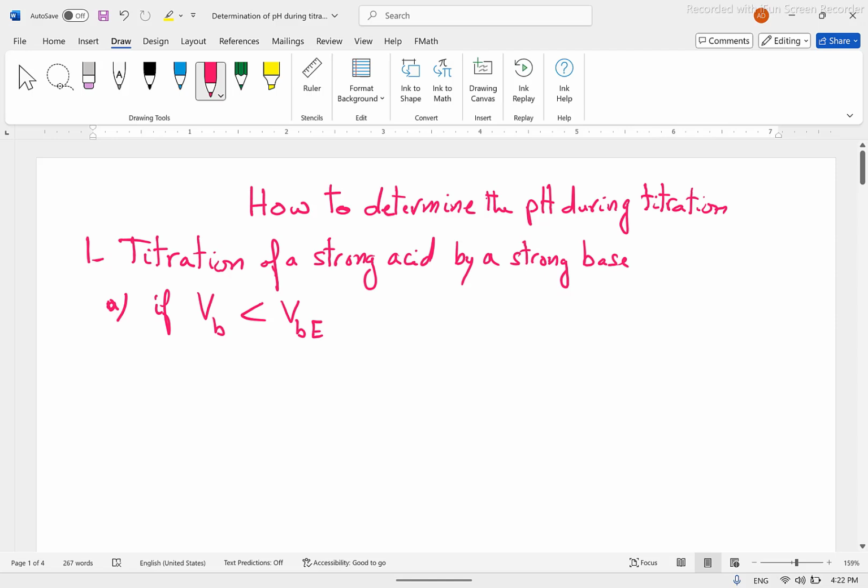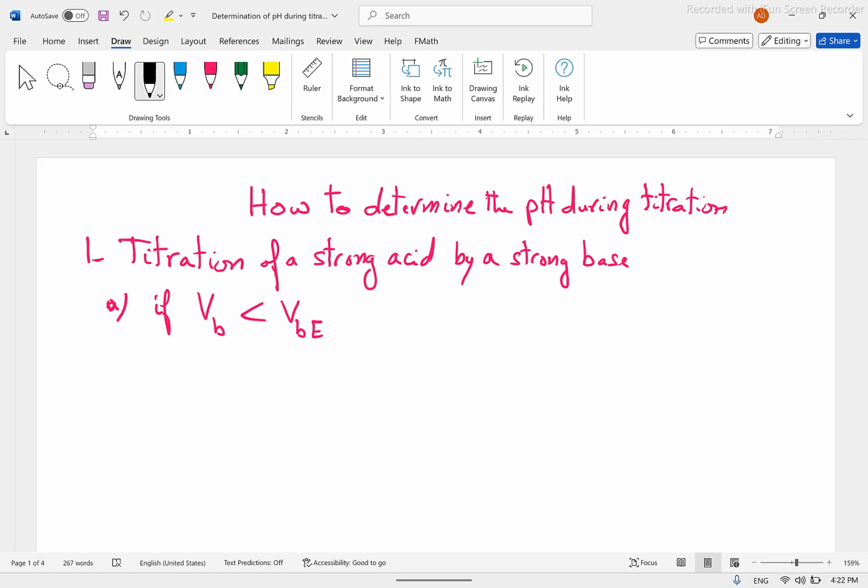Now we will see how to determine the pH during titration. First, we have two types of titration: titration of strong acid by strong base and titration of strong base by strong acid. First, titration of strong acid by strong base. We have two cases. First case, if the volume of base added is less than Vb added at equivalence, and second case, if Vb is greater than Vbe. We will see the first case.